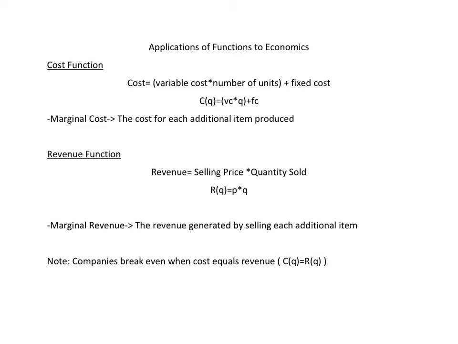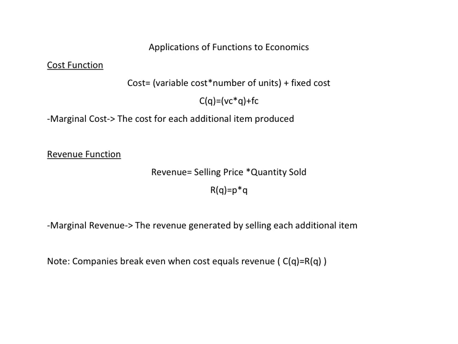An additional definition for a company, its marginal cost is its cost for each additional item produced. That is the cost added if, say, they went from 1,000 units to 1,001 units. A revenue function for a company, how much money they bring in, is the selling price times the quantity sold. So for instance, if a company sells 20 items at $10 an item, they would do 20 times 10, and that would tell them how much revenue they bring in.